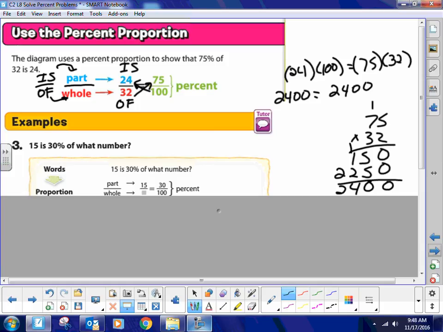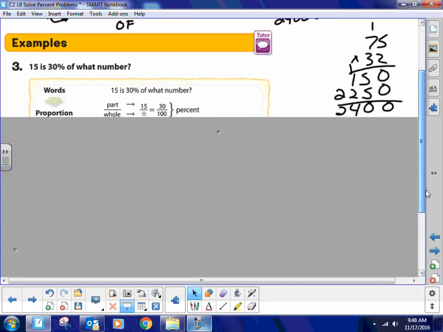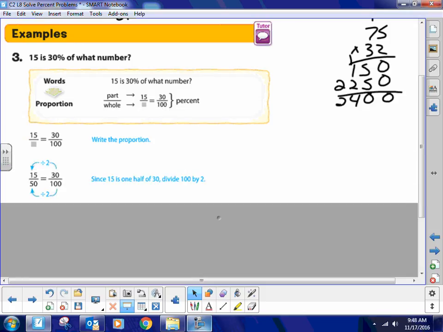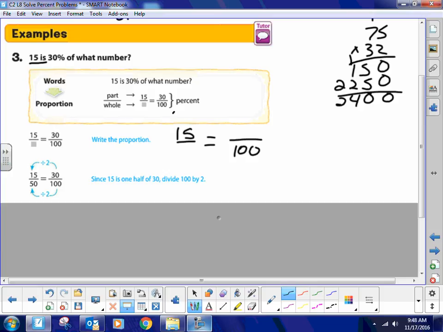Recognize why this works. Now, moving on to the actual problem using part over whole, or is over of, okay? 15 is 30% of what number? Wow, I just can't seem to talk today. Okay, 15 is 30% of what number? So we set up our problem. You get is over of, percent over 100, so we know the 100. We know the is, 15 is, or the part, as what they had assigned it here. That's what they show here. We don't know the whole yet, so I'll just use a question mark as a marker.